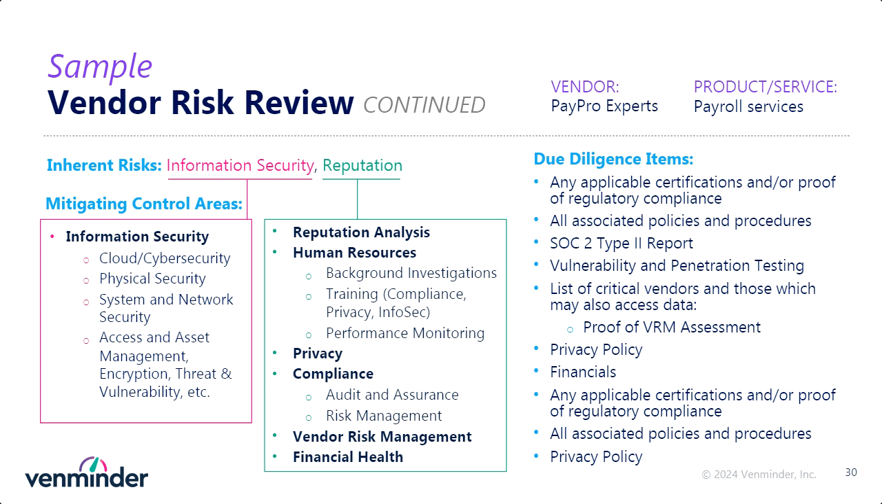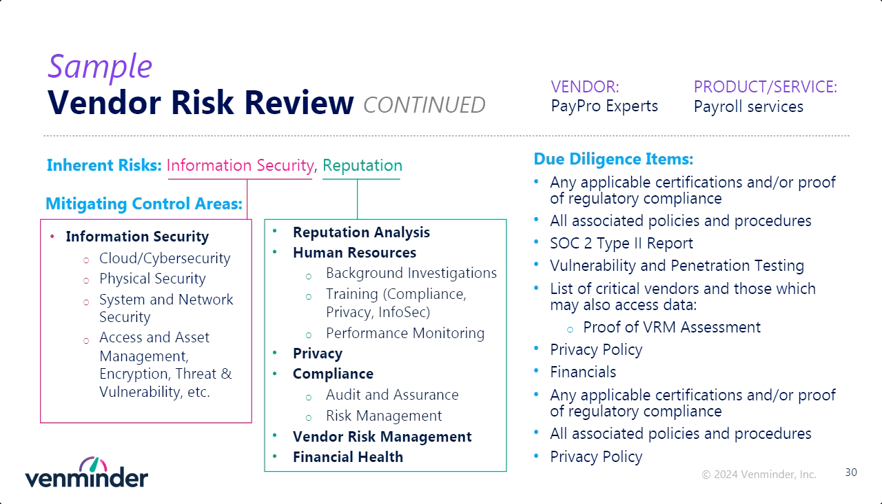Control areas for reputation risk would be an analysis of that vendor's reputation. If this payroll vendor had a poor reputation of constant outages or data breaches, that's going to negatively impact your own reputation among your employees. The vendor should also have controls within their human resources. And I just want to point out that some of these mitigating control areas are overlapping with other risk types. I mentioned human resources for compliance risk, and here it is again under reputation. So you're basically mapping these control areas to different risk types.